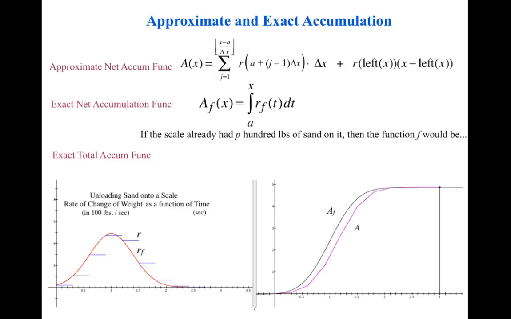Right, so if this is the accumulation of changes in the weight of sand, and we want the total accumulation of sand on the scale, then it'd be the accumulated amount starting at A plus the original amount P that we had to start with. So if there was P hundreds of pounds of sand on it, our function for total exact accumulation would be P plus that integral, giving us the amount of change. So the initial amount plus how much it changed up till time equals x.